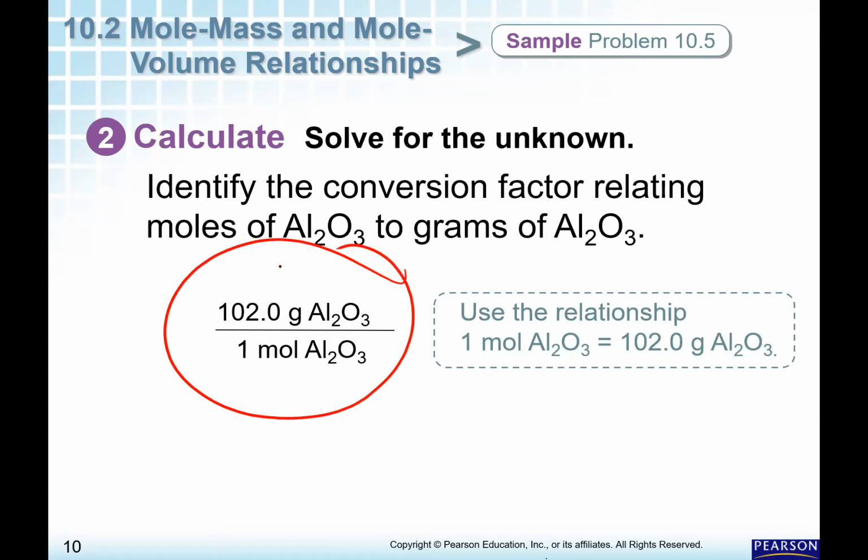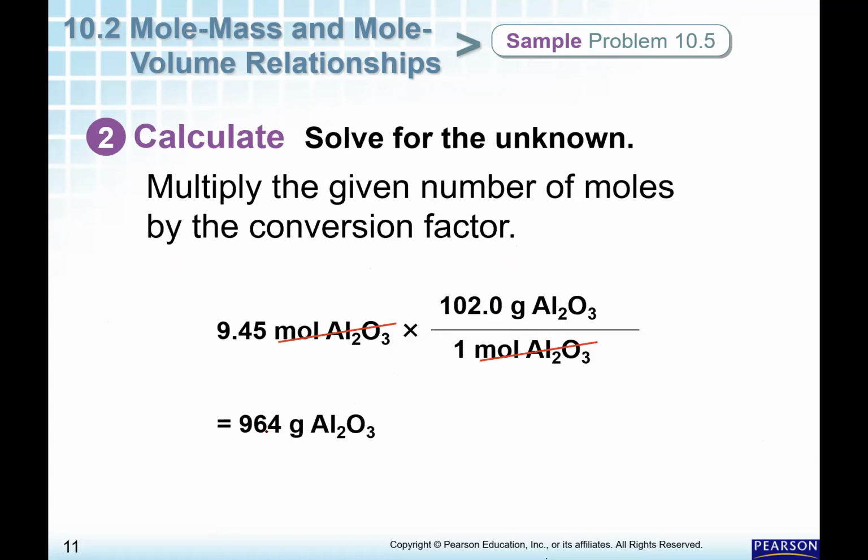Okay, so we have that conversion factor. This is our conversion factor. All you need to do is to multiply here by 9.45 moles, and the mole goes with the mole. So we're talking about almost, roughly about 960 maybe of grams, right? Yeah, 964 as a matter of fact, which is 100 times 9.4.